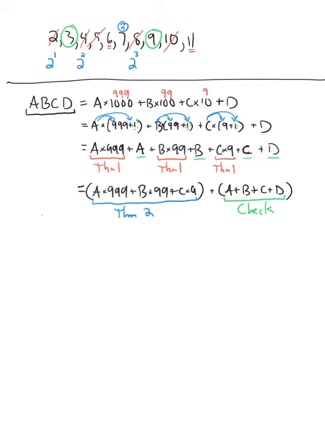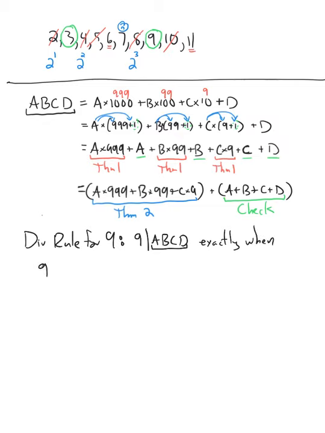So let's go ahead and write that up. So this is the divisibility rule for 9. So 9 is a factor of the number a, b, c, d exactly when 9 is a factor of the sum of the digits.